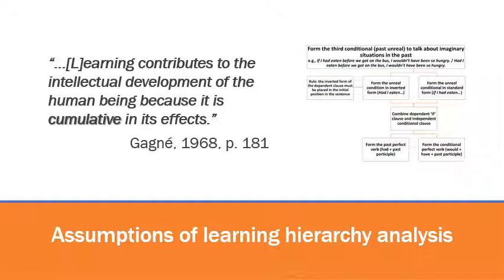Drawing on research of both behaviorists and developmental psychologists, Gagne's basic assumption is that the mastery of an intellectual skill involves the mastery of prerequisite skills, or that learning is cumulative in nature. It is also assumed that through analysis, it is possible to create a hierarchy of skills that moves from simple to increasingly more complex skills, culminating in a target learning outcome.